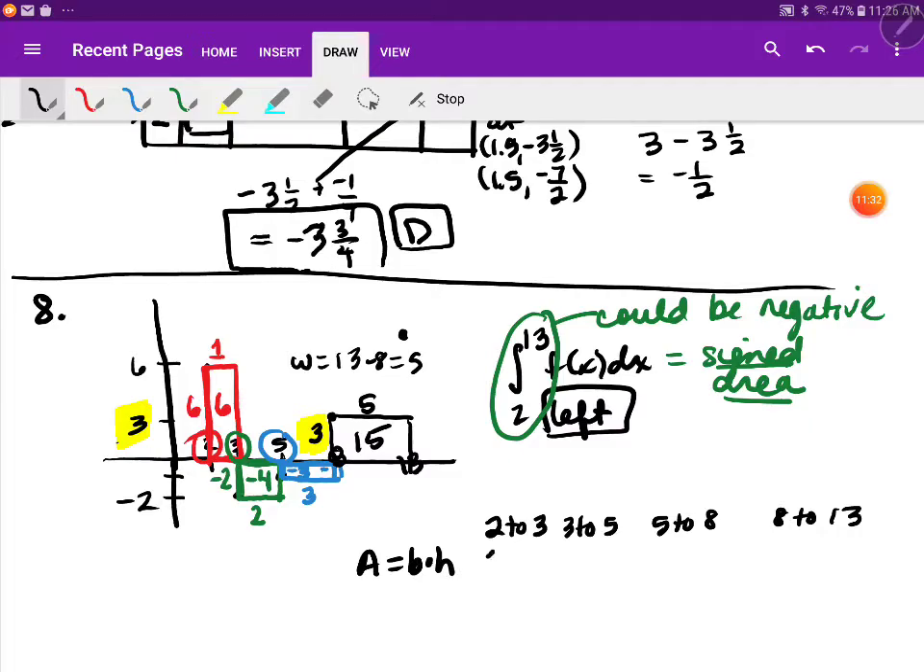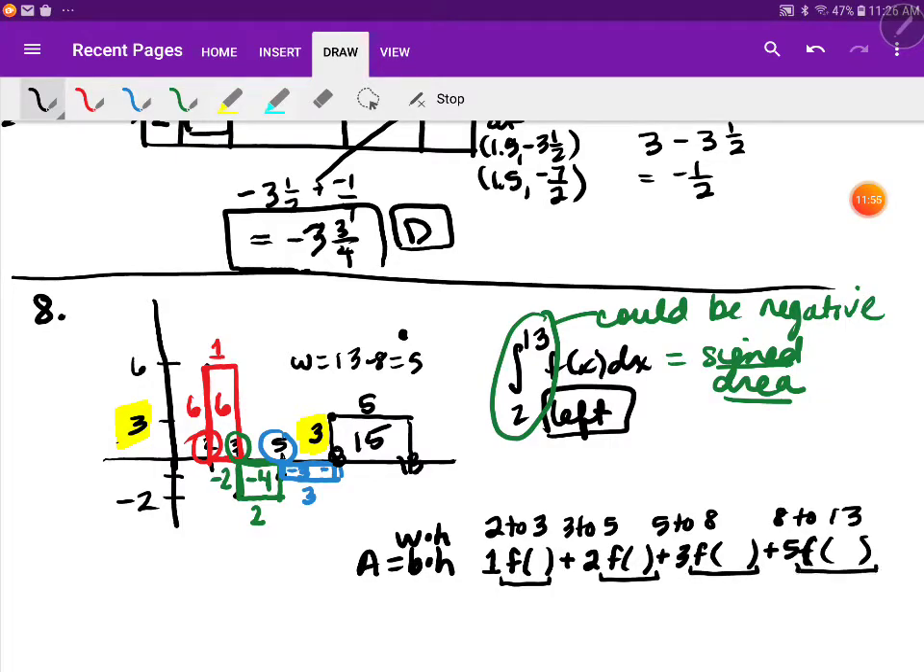So the width of this one is 1, or you can call it width times height. Sometimes that's helpful. 1 times f of, and then plus the width is 2, f of, plus the width is 3, f of, and this width is 5, and then f of. So the f ofs are the heights. Okay, so these are each individual height. Now, which individual heights do I need? We were saying left endpoints. So left would be the 2. Left would be the 3. Left, this is the non-graphical version. Left would be the 5. And left would be the 8. So those are the values that you're going to put in here.